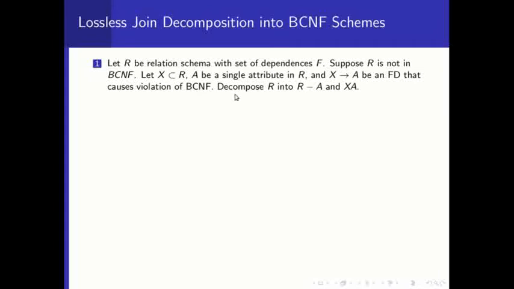Then the rule says decompose R into R minus A and XA. X determines A is the FD which violates the BCNF norms. The decomposition says that, for the right hand side of the FD, you form a relation with the original set of attributes minus this right hand side, and a new decomposed relation with the attributes X as well as A. That is, X determines A is the FD which causes violation. Therefore, you form a decomposed relation R2 with XA.